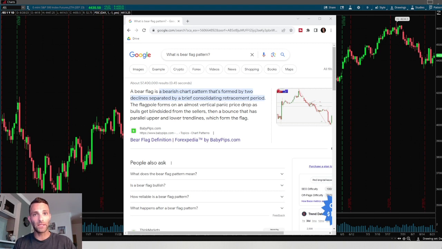So to keep it very simple, you have an aggressive move lower, and then there's some sort of short-lived bounce or a sideways consolidation, which is essentially the flag. And then once it breaks out of that flag, we're expecting more continuation to the downside.